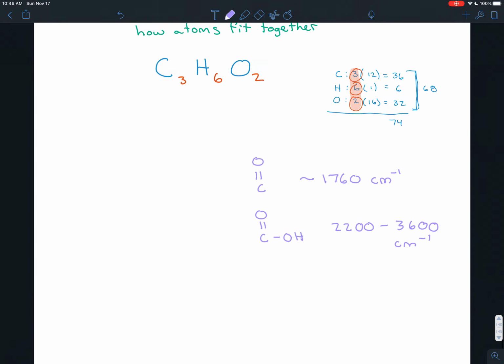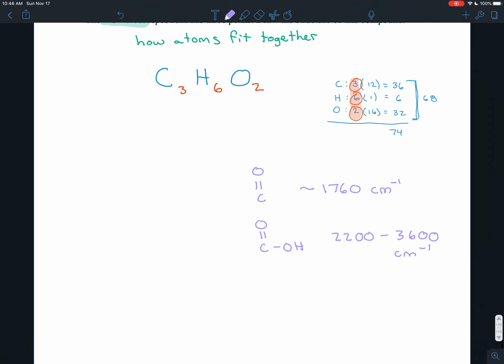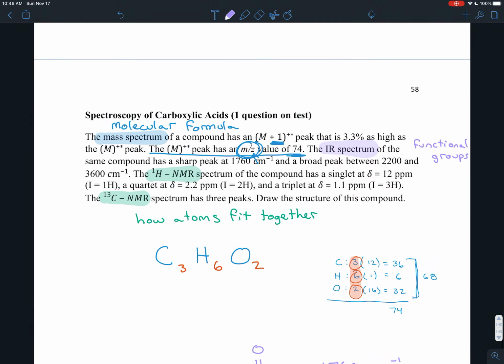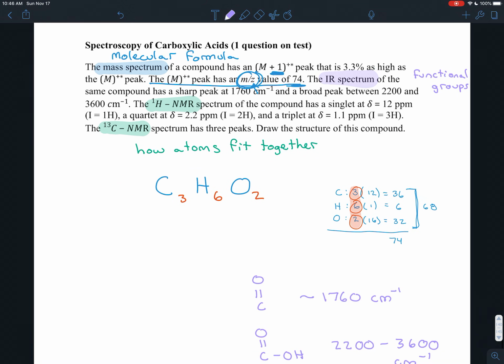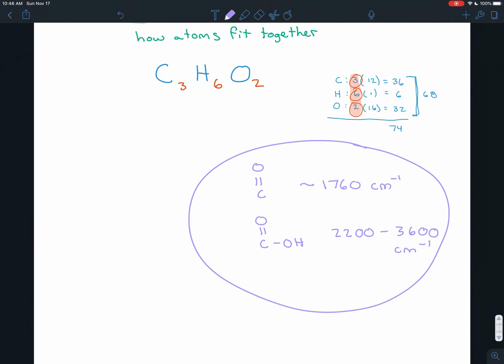So really broad. Those two absorptions in an IR spectrum will tell you that you have a carboxylic acid. If you have those, you have a carboxylic acid. If you don't, then you don't have a carboxylic acid. So on this test, you don't have to worry about the other derivatives. You either will have a carboxylic acid or won't, and you'll use the IR spectrum to figure out which one you have.